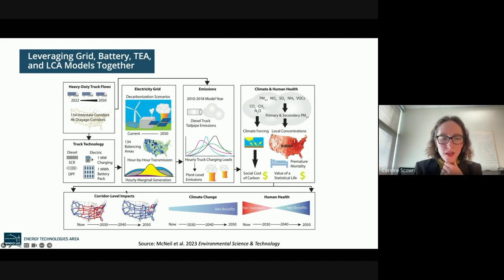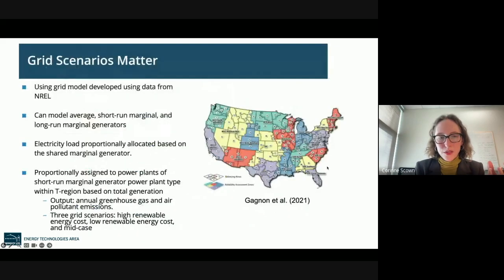a human life. Okay, and so ultimately you can get corridor level impacts, like in what year does a particular corridor switch from being not favorable to electrify to favorable to electrify? This was so fun to do. And it can be different depending on climate change and human health. So in general, from a climate change perspective, it's better sooner. Most corridors are good now. From a human health perspective, it's slightly less favorable. It just takes longer. But we'll get into the results right now.